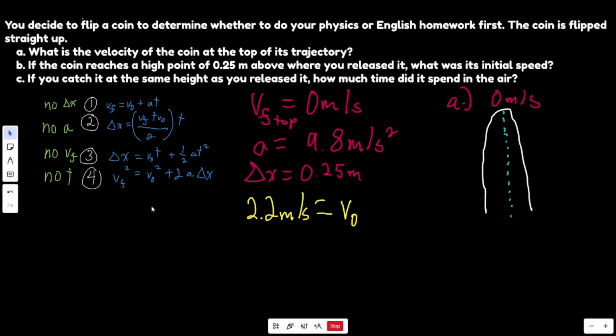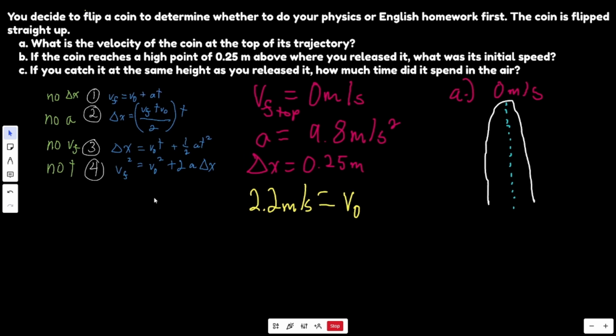Okay, so now the final question is, if you catch it at the same height as you released it, in other words, it drops at the same level. So if you're right here, then it also drops right here, or at the same height as you, basically, they're aligned. How much time did it spend in the air? So we're just going to do the same thing that we did earlier. We need an equation that can allow us to solve for time. Now we can just get the time of the flight by once again doing it half by half. So let's use the simplest equation once again.